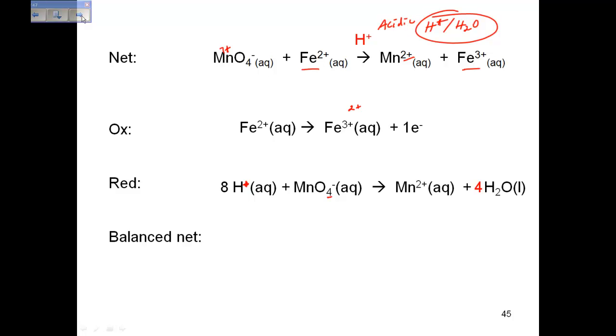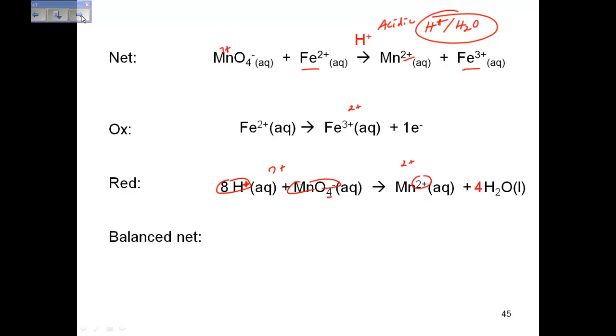Let's talk about the reduction. I have 8 pluses with the hydrogen, and 1 minus with the permanganate. That's a total of 7 plus. Okay, I have 8 pluses and 1 minus, that's a 7 plus. On the product side, I have 2 plus from the manganese, and water has 0, so we have 2 plus. I have 7 plus on the reactant side, 2 plus on the product side.